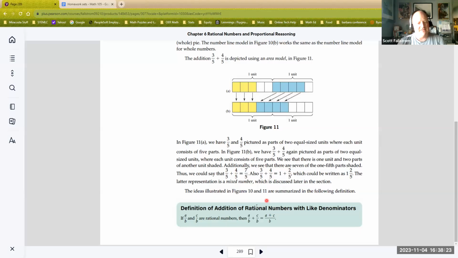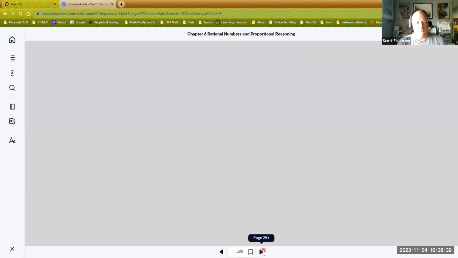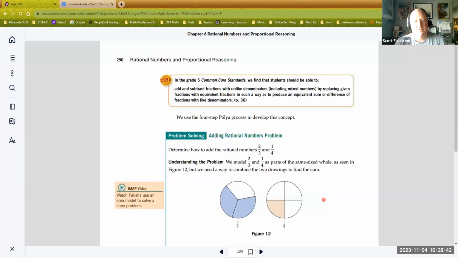So the definition of addition, if they have like denominators, is all you do is pretend that the denominator is just constant and then add the numerators. Not a huge difference. Again, many of you might feel pretty comfortable with this as it is.